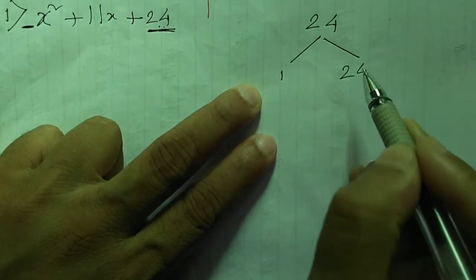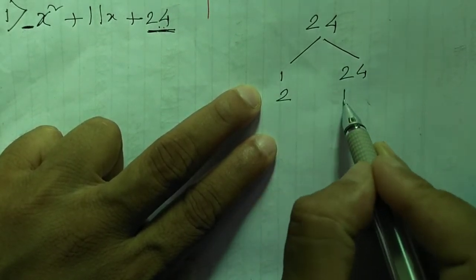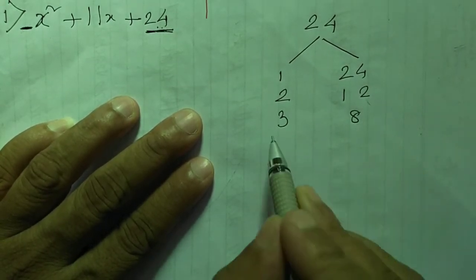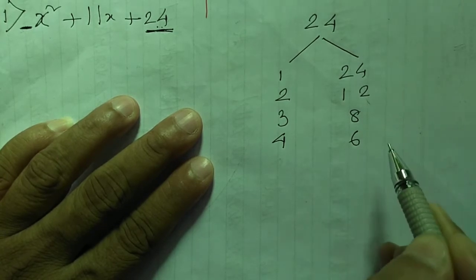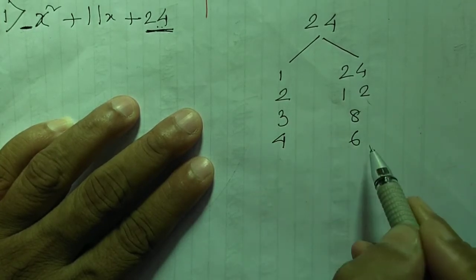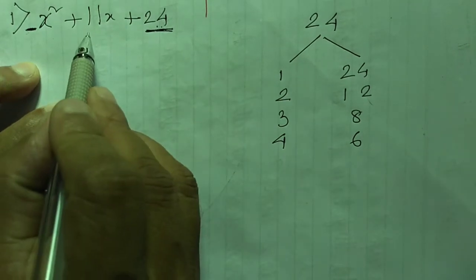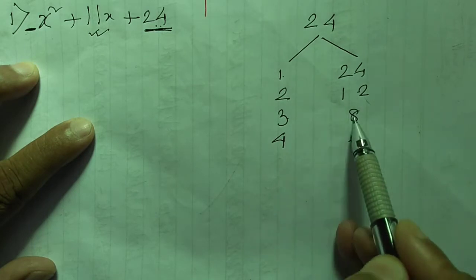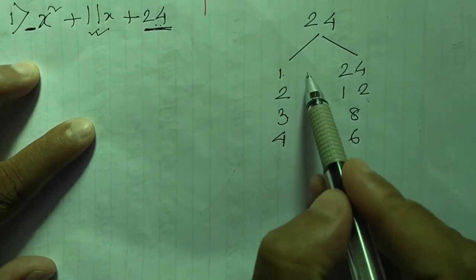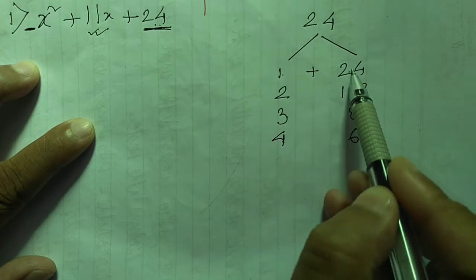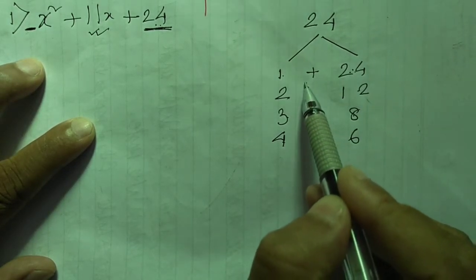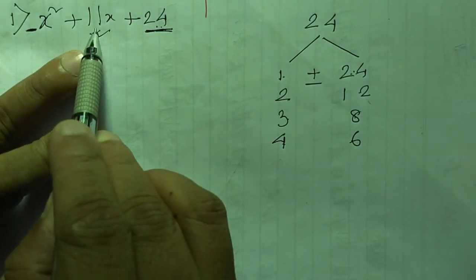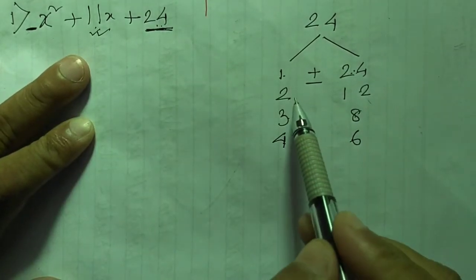1 into 24 is 24, 2 into 12 is 24, 3 into 8 is 24, or 4 into 6 is 24. So we are getting all this. Now, we have to get this 11 by adding or subtracting. If we add 1 plus 24, we are getting 25. If we subtract 1 and 24, we get 23. That means we are not getting 11. Let's see the next one.